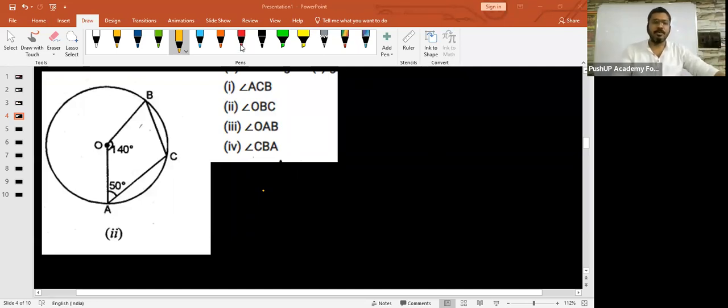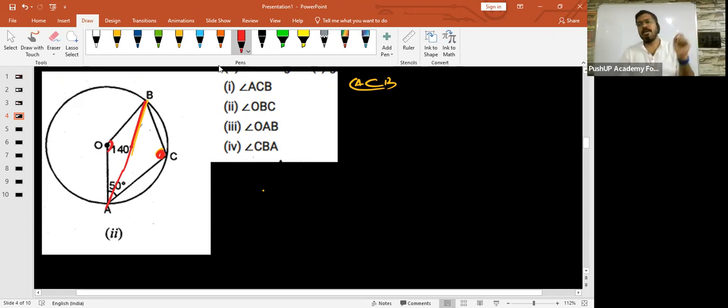Time is up. 2 minutes over. Now I'm going to help you. Children, the first question was to find what? Angle ACB, isn't it? Very easy it was. If you ask the question to yourself, angle ACB is the angle subtended by chord AB on the circumference of the circle. But it is happening in which segment? Minor segment, right? You know what is angle AOB. AOB is the angle subtended by chord AB at the center of the circle, isn't it? But AOB happens in the major segment.